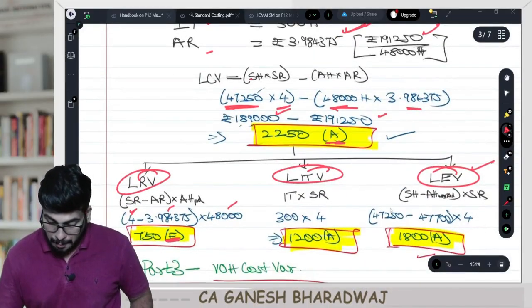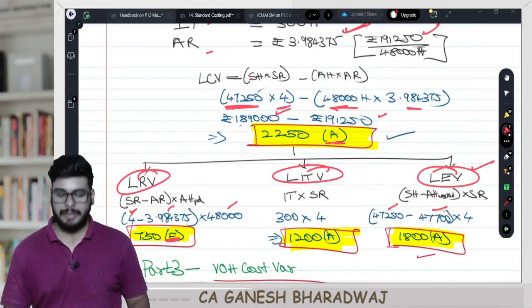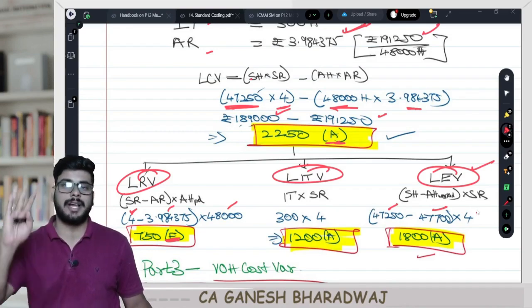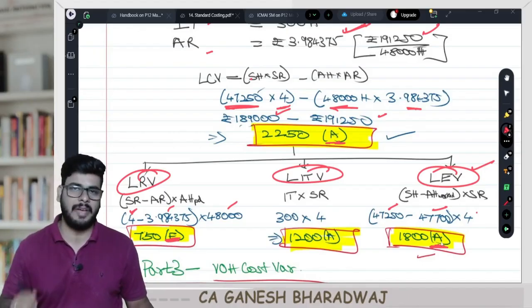47,250, right? But you have actually worked effectively for how many hours? 47,700 hours. Clear with this, guys? So basically you have taken more time now, and every hour you've taken more, it applies a standard rate of 4 rupees. So basically it's an adverse variance to the tune of 1,800 rupees.